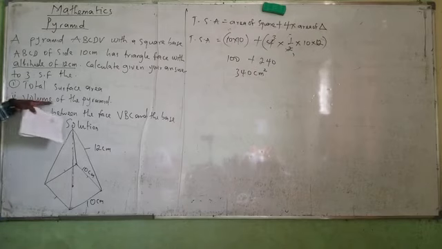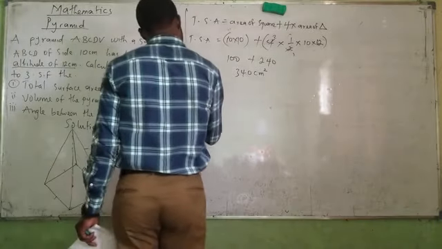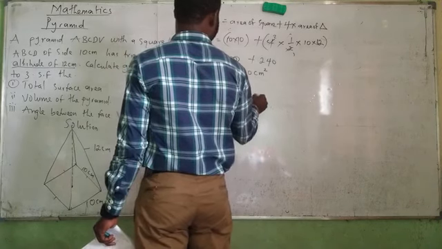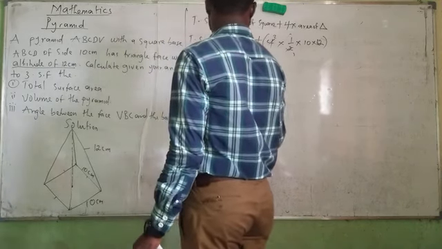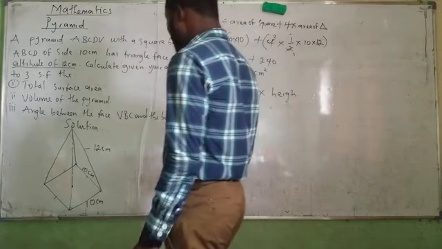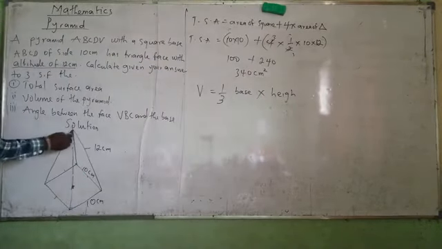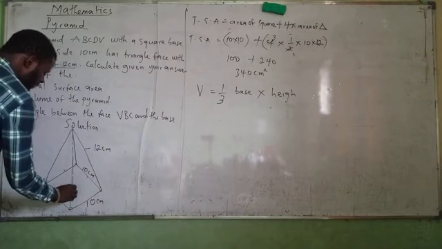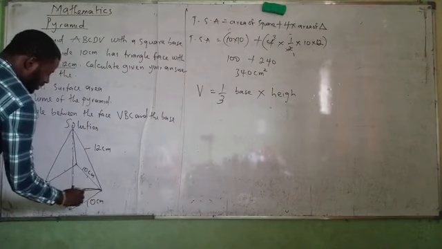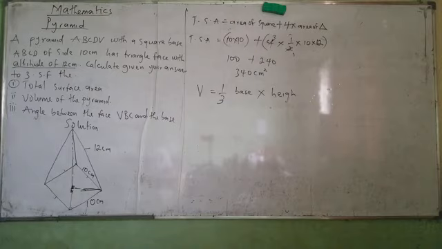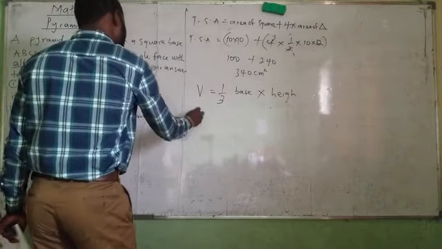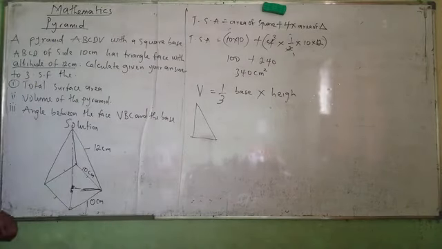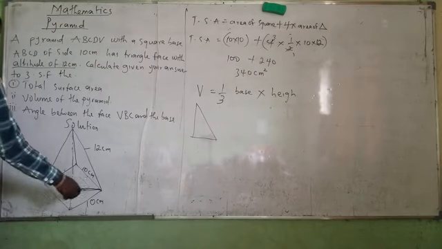But now, we are looking for the volume of the pyramid. And we're told that volume equals 1/3 of base area multiplied by height. But the only problem I'm having here is that the height is not given. Since height is not given, I can decide to call this place M. Now, I can say that triangle, from here to here.